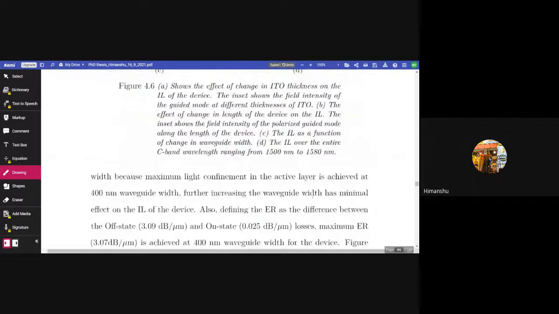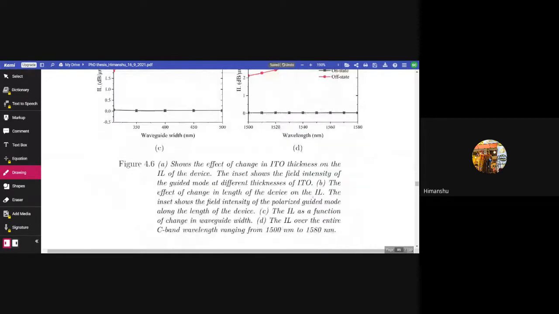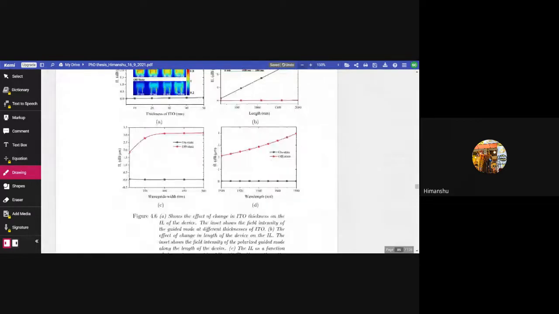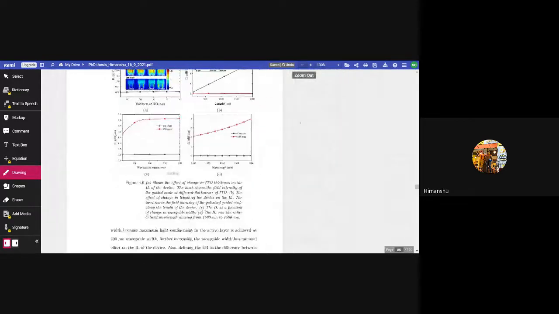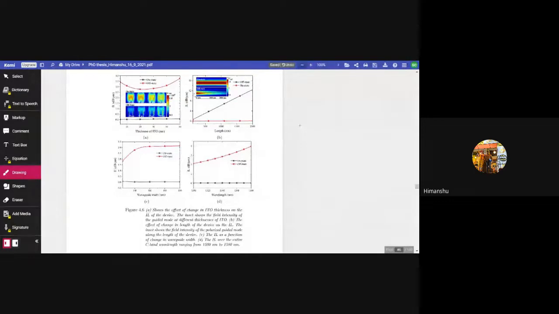So now coming to figure 4.6. Figure 4.6a shows the effect of change in ITO thickness on the IL of the device. The inset shows the field intensity of the guided mode at different thicknesses of ITO. So in figure 4.6a, we can see the thickness of ITO versus IL, that is insertion loss in dB per micrometer.